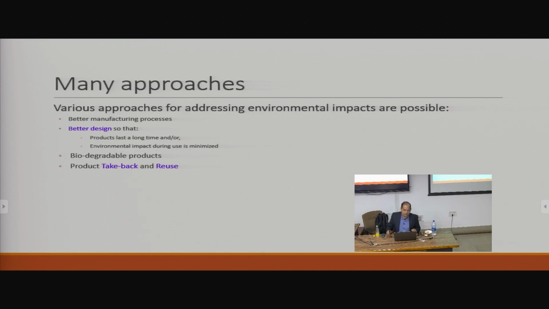Another way we can do this is that environmental impact during use is minimized. So all these Energy Star appliances that we have. A refrigerator that almost runs all the time, or an air conditioner that runs almost all the time. If I make them more reliable, I may not touch the manufacturing process. I just somehow figure out a way to make them more efficient, I should say. Then over the lifetime, I use less energy. So that's how you can be environmentally benign. I can make biodegradable products, so I can do product take back and reuse.